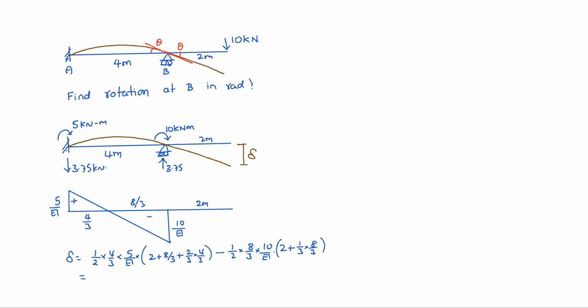Is 20/6 into 2 plus 8/3 plus minus 20, 8/9 minus 80/6 into 2 plus 8/9 minus 20 by EA. Okay.